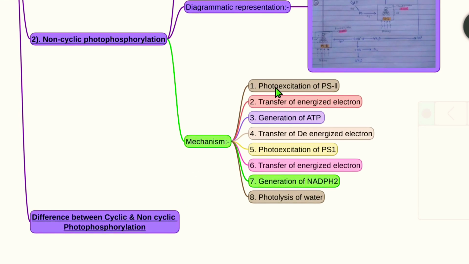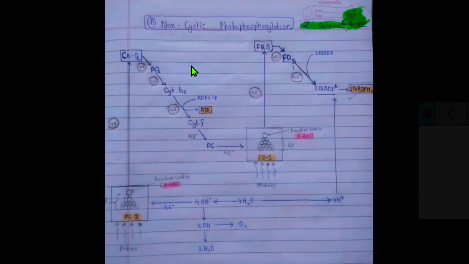The first is photoexcitation of PS2, the second is transfer of energized electron, the third is generation of ATP, the fourth is transfer of de-energized electron, the fifth is photoexcitation of PS1, the sixth is transfer of energized electron, the seventh is generation of NADPH2, and the last is photolysis of water. We'll see this in the diagrammatic representation.